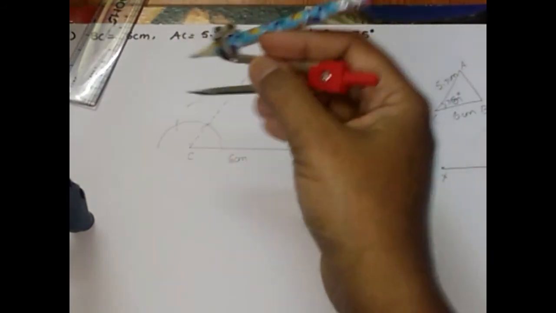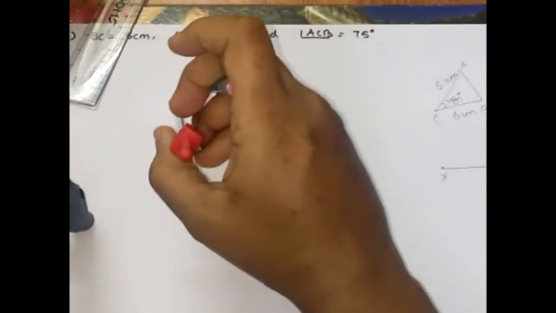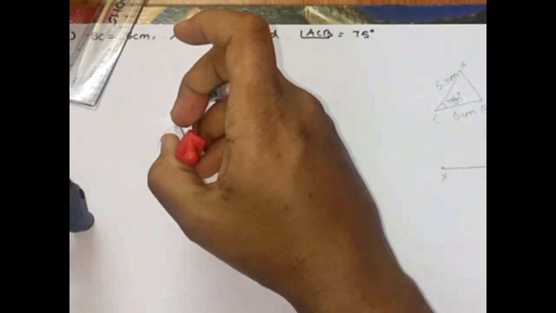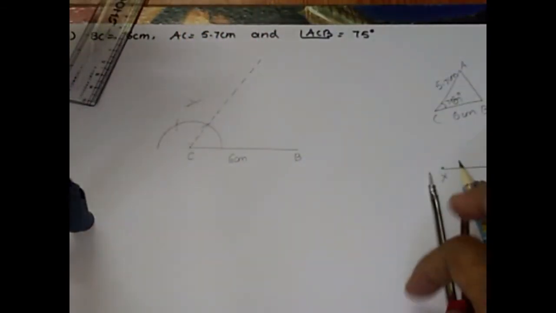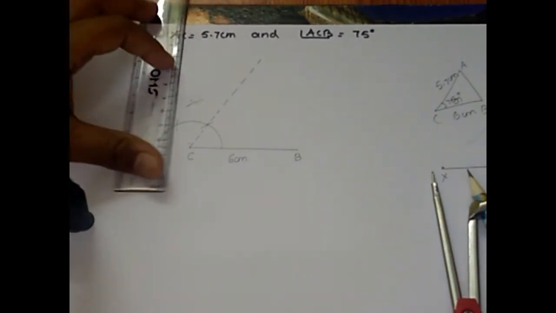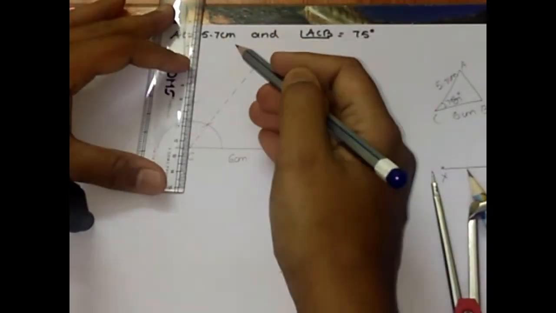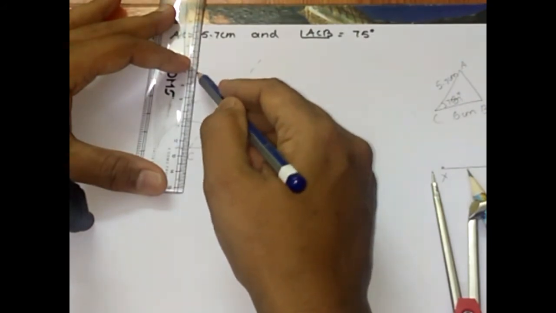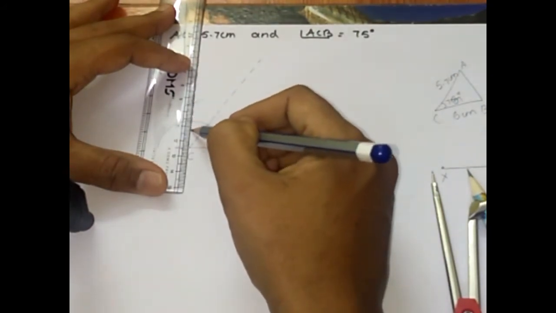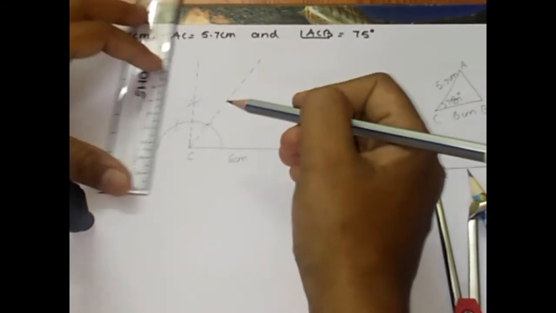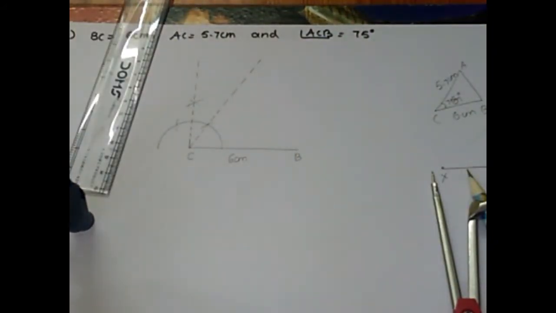Please don't change the compass measurement. Again, by keeping the compass at these two arcs one by one, draw two more arcs so that they intersect at a point which is equal to 90 degrees. Now draw a dotted line. Constructing angles, you have already learnt in class 6, but I am going through it in detail so that you do not get confused.